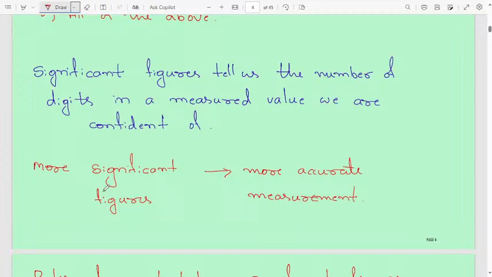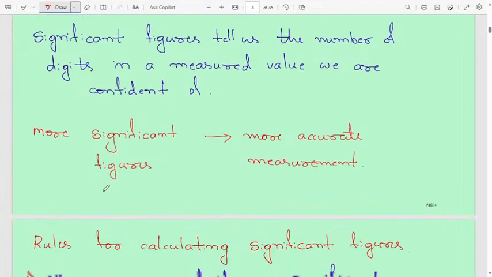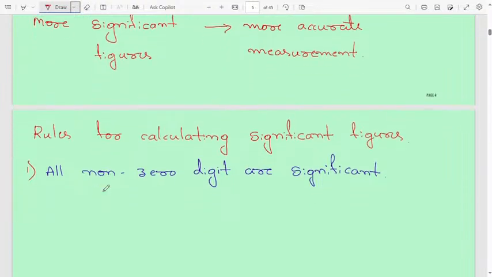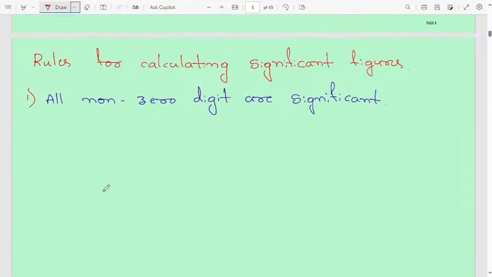This point also I will explain when we discuss the problems. Okay, first I will explain the rules, then based on the rules I will solve the problems, then it will be easy for you. Let us consider the first rule here.